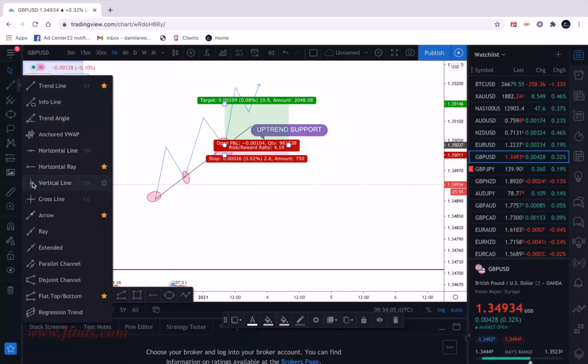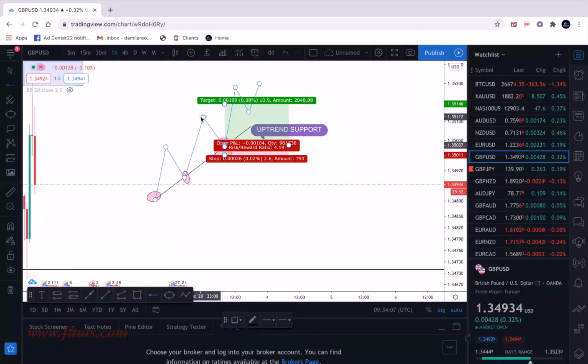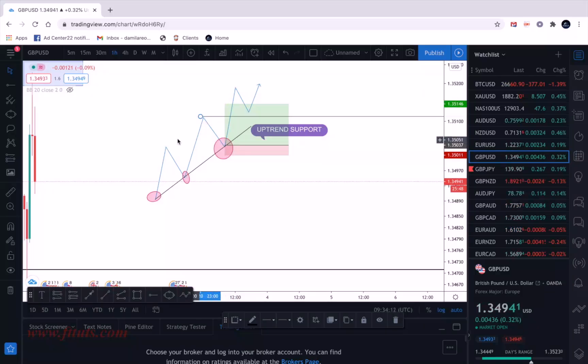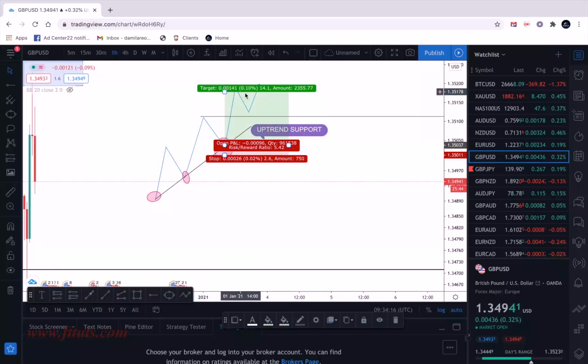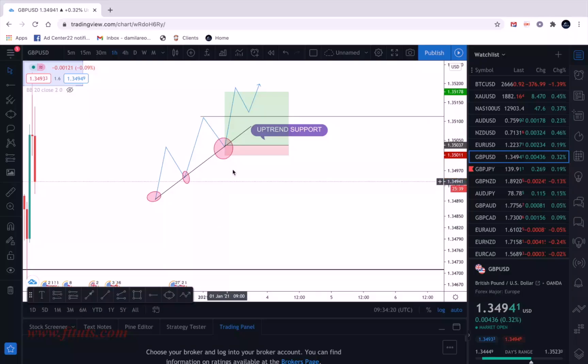Definitely you have resistance here, but as the rules say, the next must create a higher high. We have a higher high here, then we must have a new higher high, which is this. At that point, you've made good profit, a good entry.